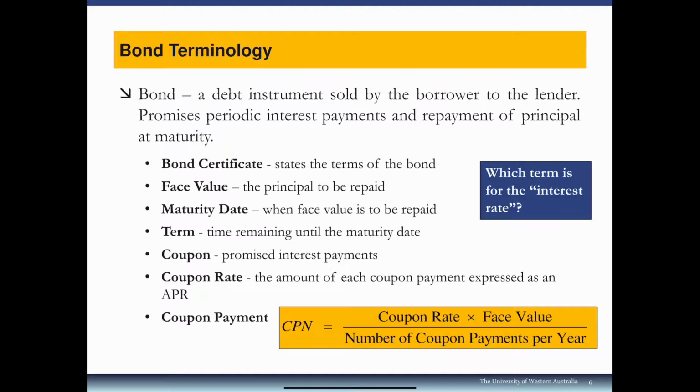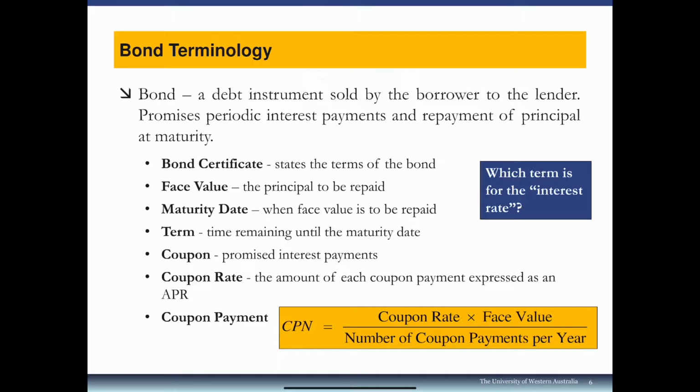Usually 1,000, 100, 100,000, a million. Maturity date is when the face value is to be repaid. You can think about the maturity date as the life of the bond. If your maturity date is going to be the 31st of December 2020, that means we're about 9 months away from its maturity date, right? And the term here is related to what I just discussed: 9 months time remaining until the maturity date. Coupon is the promised interest payments on a regular basis.